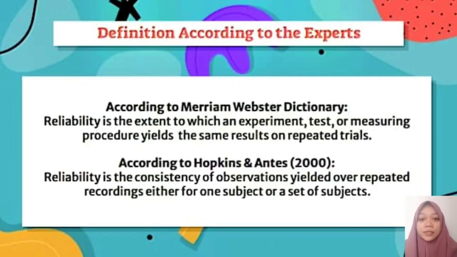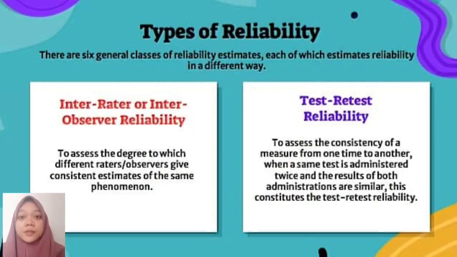Some definitions of reliability. According to the Merriam-Webster Dictionary, reliability is the extent to which an experiment, test, or measuring procedure yields the same result on repeated trials. And then, according to Hopkins and Antes, 2000, reliability is the consistency of observation yielded over repeated recording, either for one subject or a set of subjects. Types of reliability. Reliability is one of the most important elements of test quality.